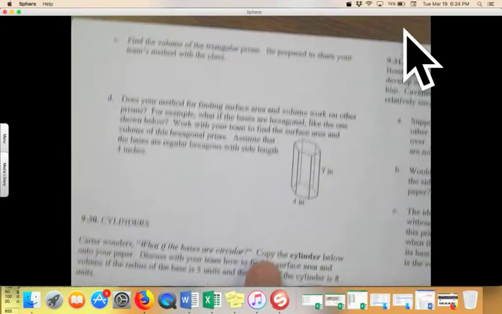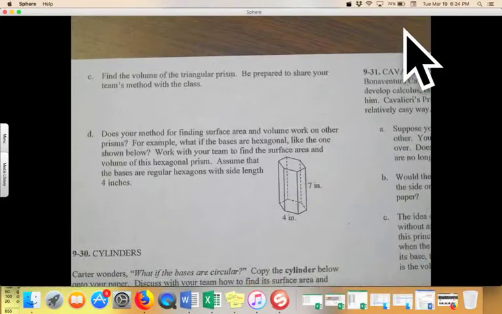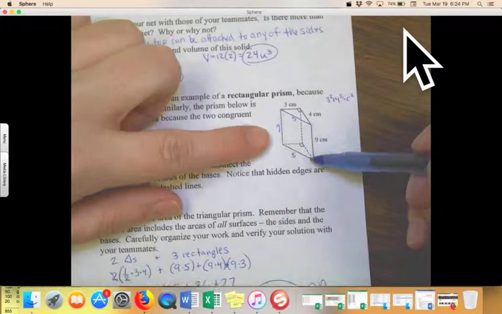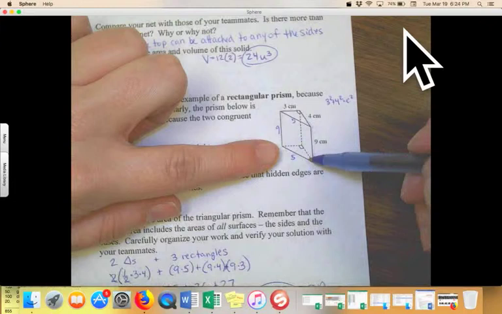Now, part C wants you to find the volume of the triangular prism. So we're looking at the same structure here. The height is 9, and each layer is a triangle.